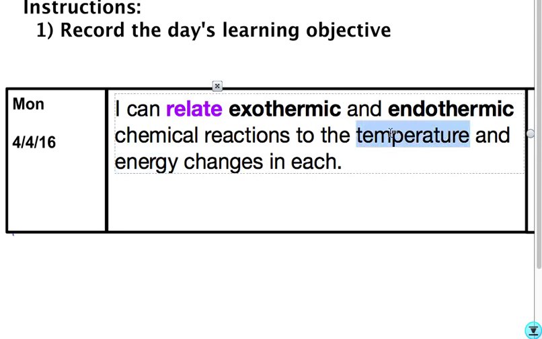So by the end of the day, I'll describe to you a temperature change that happens during a chemical reaction, and you'll be able to say, oh, that's an exothermic, here's what's happening there. Or I'll say a different type of temperature change, and you'll say, oh, that's an endothermic, here's what's happening there. You just saw some stuff, right?